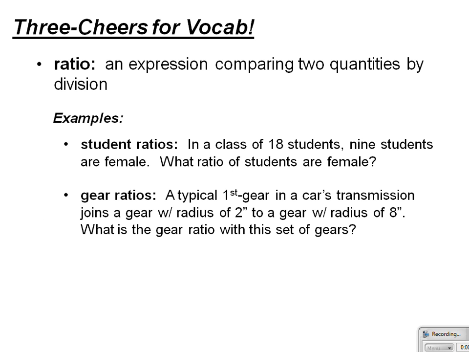Or a gear ratio. A typical first gear in a car's transmission joins a gear with radius of 2 to a gear with radius 8. What's the gear ratio between the set of gears? And the gear ratio would be 4 to 1.